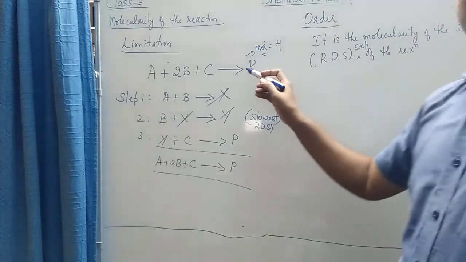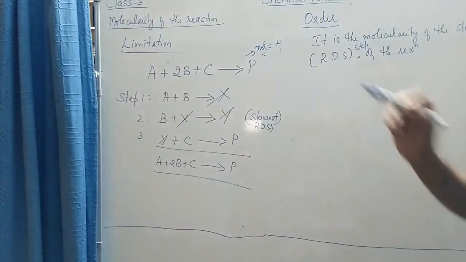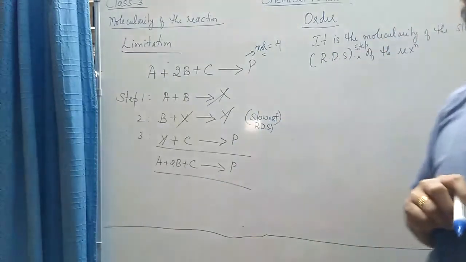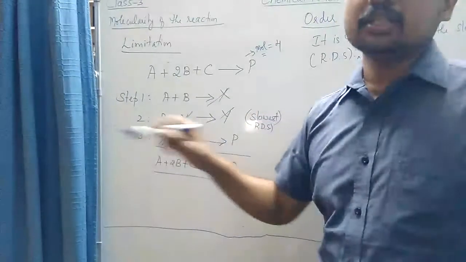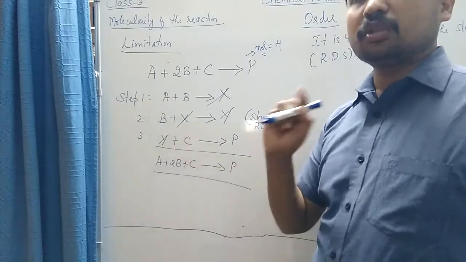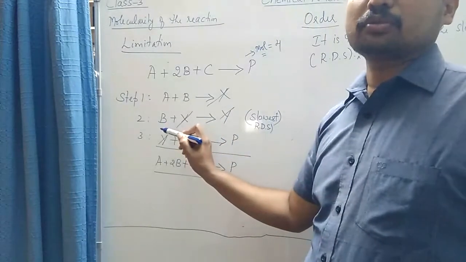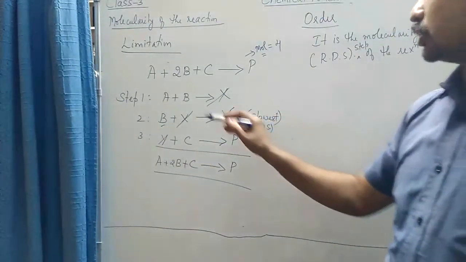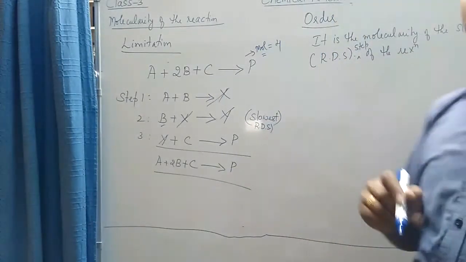So if I take this example, what is the molecularity of the overall reaction? It is 4. But what is the order? It is the molecularity of the slowest step involved in the reaction. Which is the slowest step here? The second step is the slowest step. And how many molecules of the reactants are involved here? Only one molecule. So the molecularity of the slowest step is 1, because only one molecule of the original reactant is involved. So the order of this reaction is just 1. So what does it mean?